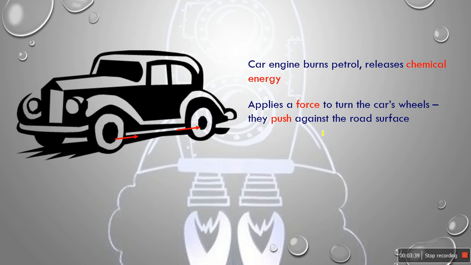We see here that the engine applies a force to turn the car wheels and push against the road surface. By the same phenomenon the car moves forward. My purpose in this slide is that the power developed is utilized to overcome friction and resistance. Like that, in a rocket engine we have to produce thrust in such a way that it overcomes the earth's gravity.